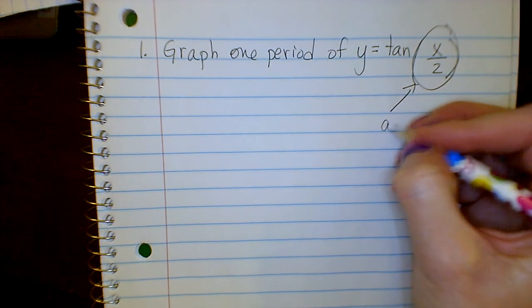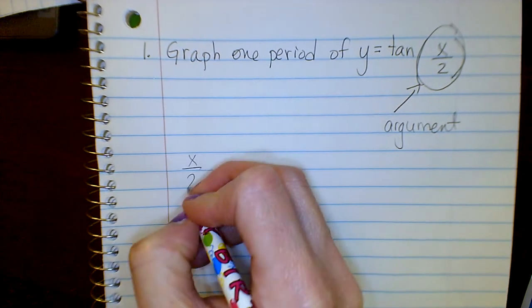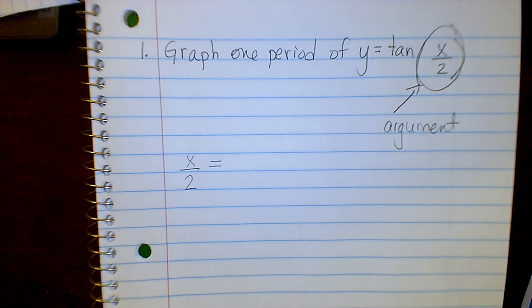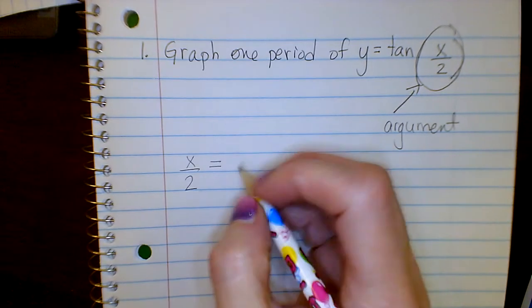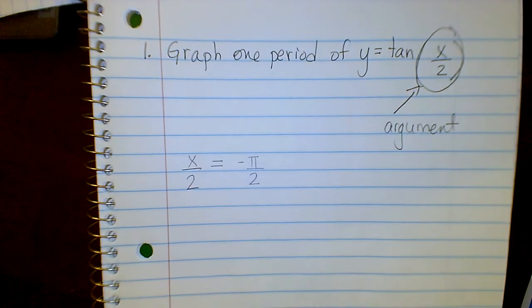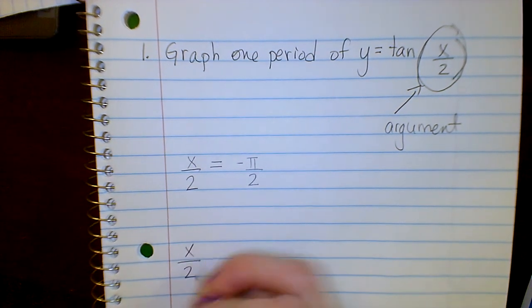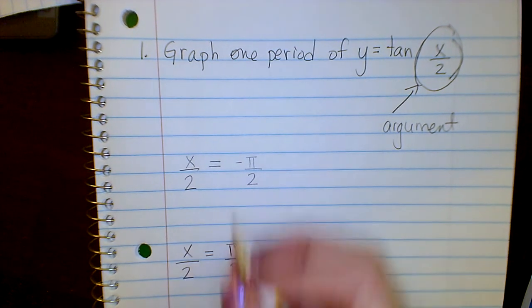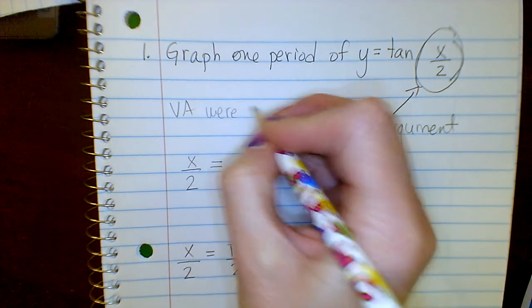this thing right here, we're going to take that argument of that tangent function and we're going to set it equal to the original vertical asymptotes for the tangent. So the tangent originally had asymptotes at negative pi over 2 and pi over 2. So we'll set that equal to negative pi over 2, and we're going to solve that. And then we're going to take that equal to pi over 2. So there's my two original vertical asymptotes. Okay.